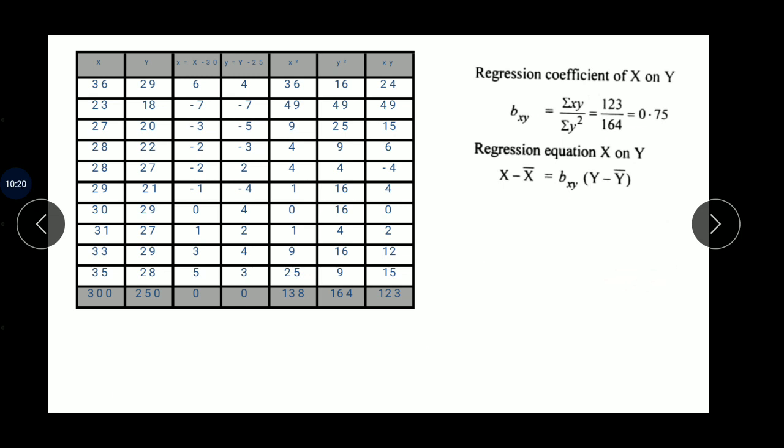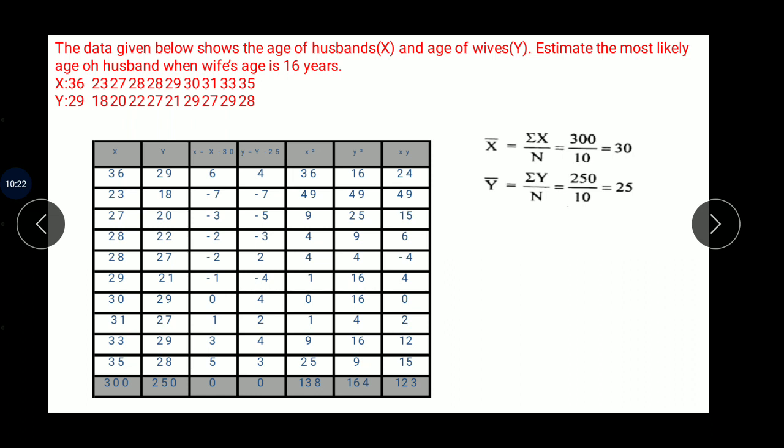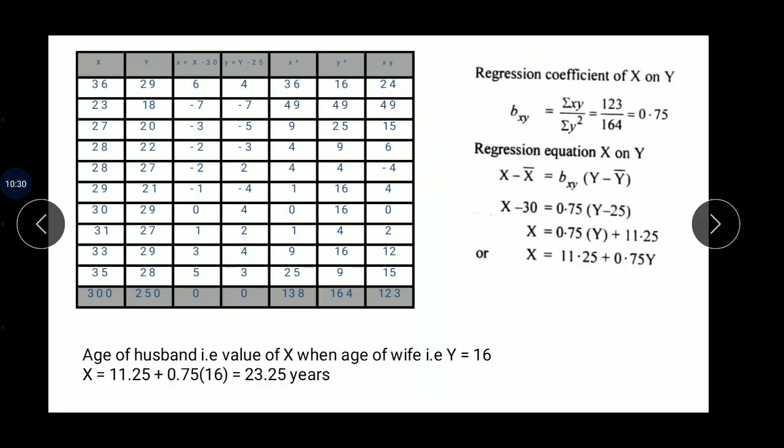And what is asked in the question? In the question it's asked, estimate the most likely age of husband when wife's age is 16. So if y is 16, we have to find x. So we'll put the value of y as 16 here and calculate the value of x. After putting the value of y in this equation, we get the value of x as 23.25 years. So this is the age of husband when the age of wife is 16.